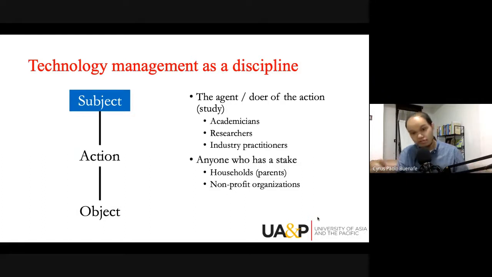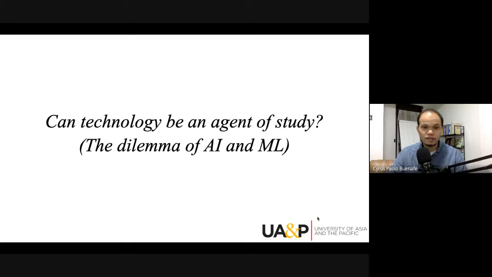Naturally, all of us in this session, we're all technology practitioners. So it makes sense to us to study technology management. But really, it's more than us. It's not just you and me studying technology management. I would dare say that everybody needs to learn technology management. Now, we've already talked about the object, the action, which is to study, and the subject. And we said the subject would be everybody, human beings in particular. But I guess the question is, can technology be an agent of study?